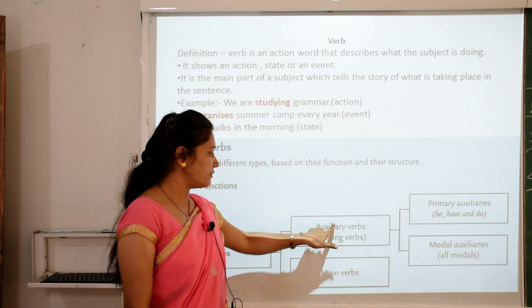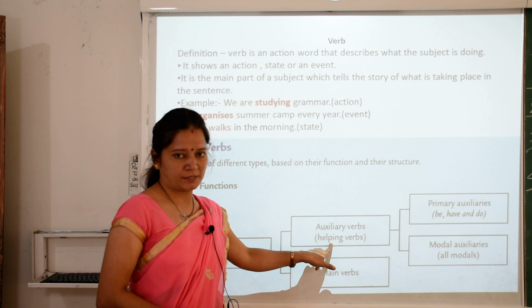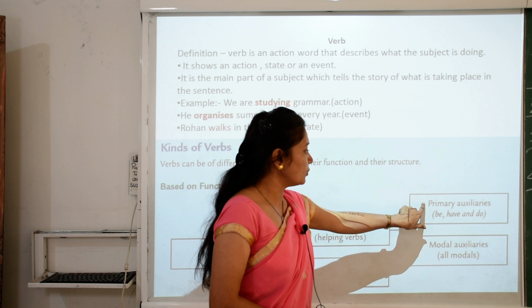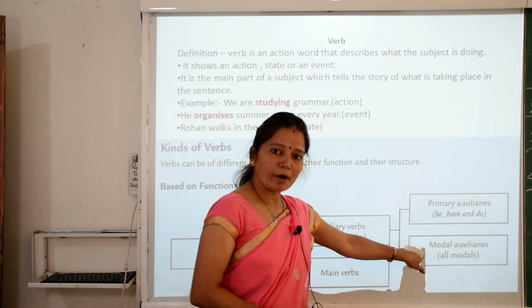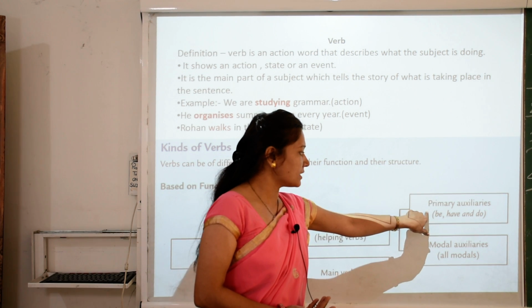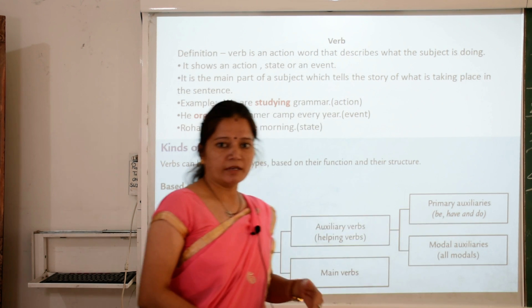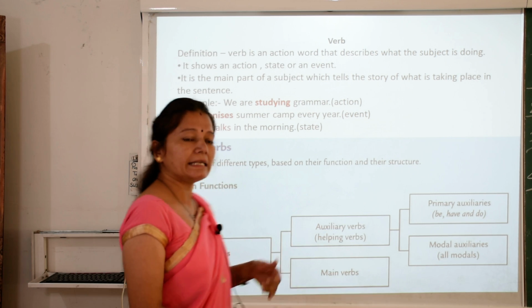Auxiliary verbs are also called helping verbs. Again, auxiliary verbs are of two types: primary auxiliary and modal auxiliary. Primary auxiliary means be, have and do, and modal auxiliary means all the modals. So let's read about these verbs in detail.